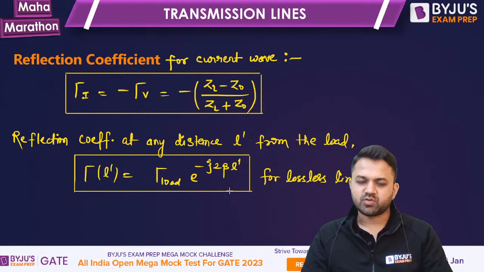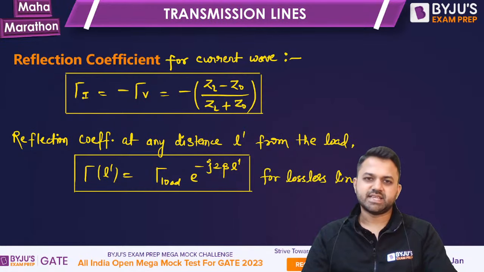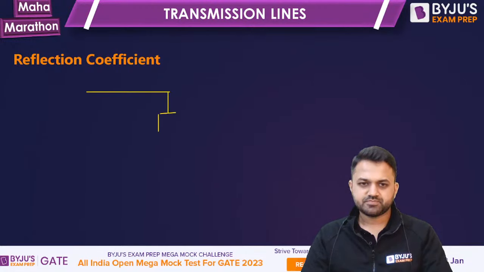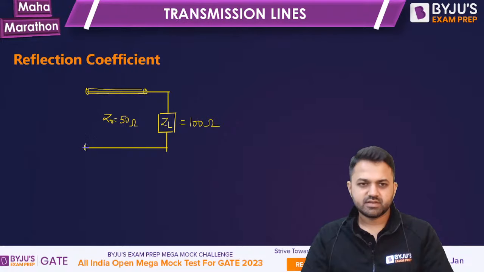Suppose you want to calculate the impedance and reflection coefficient at any distance L dash. For example, let me draw this diagram. This is the load and this is the transmission line. The load ZL is connected over here and its value is 100 ohm. The characteristic impedance is 50 ohm and the length of the transmission line is lambda by 4.